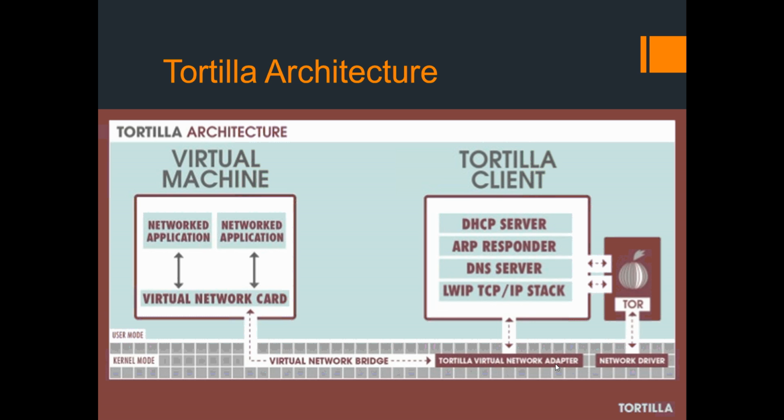and I'll show you that when I do a demo here in a bit. So once that's set up, you configure your virtual machine platform to bridge the VM's virtual network card to the Tortilla adapter. So now your Tortilla client receives all layer 2 traffic from the VM. The Tortilla client includes a basic DHCP server and an ARP responder that basically just give the VM an IP.